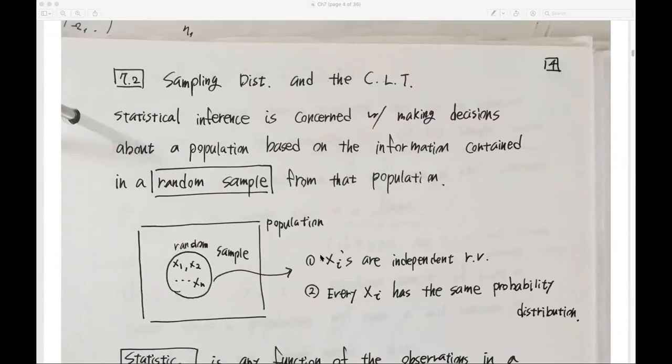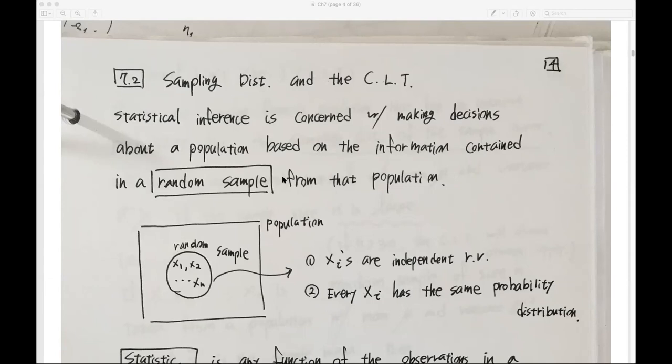Sampling distribution and the CLT. Mainly we're going to learn the central limit theorem. This is one of the important and fundamental theorems in statistics. Statistical inference is concerned with making decisions about a population based on the information contained in a random sample from that population. We have seen that a statistic is a random variable.